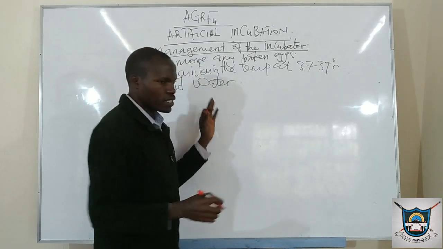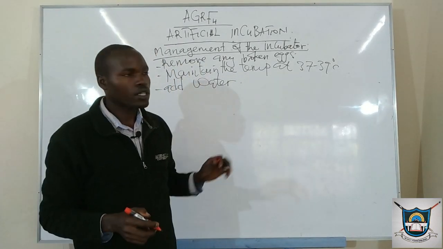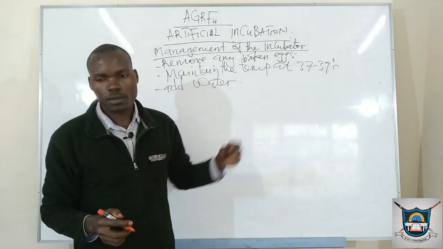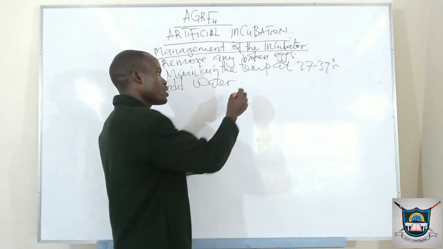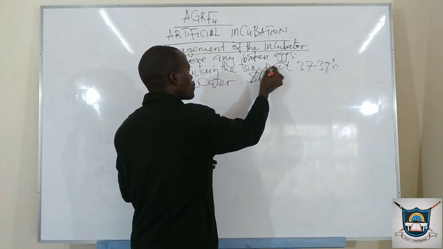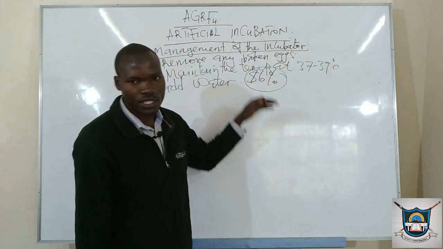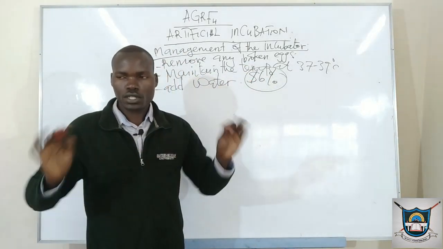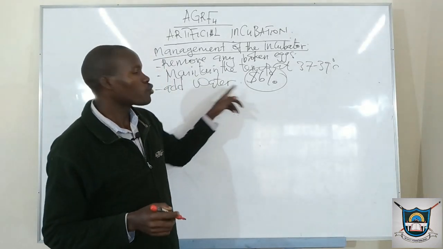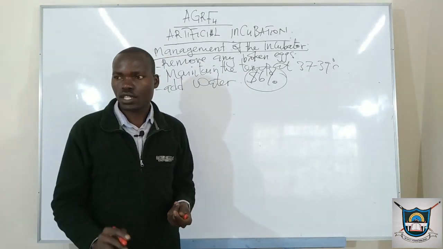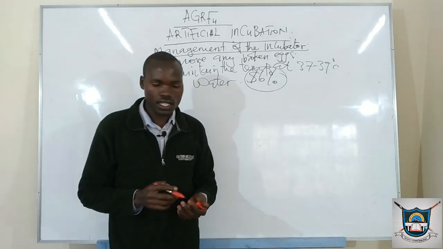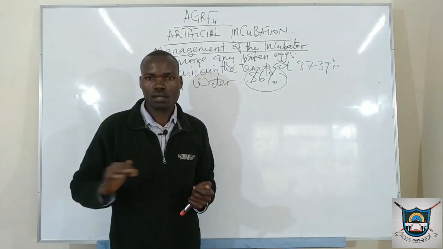You add water. Why should water be added? This is to maintain the optimum humidity, which we said should be at a relative humidity of 86%. At times, if the humidity is constant, you don't need to add water, but you add water when you realize that the conditions inside are becoming dry.